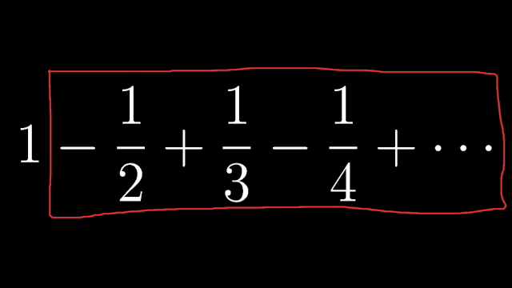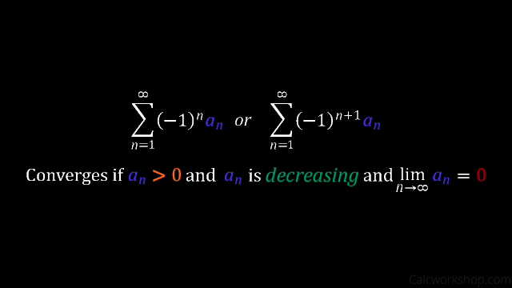Since the sequence is decreasing, that means we know it hones in on a number. And since the red part is less than the first term, but negative, we know that the series converges to a value in between 0 and the first term. And that's it, that's the alternating series test. If the magnitude of the terms in the alternating series are decreasing and converge to 0, then the alternating series converges. Thanks for watching.